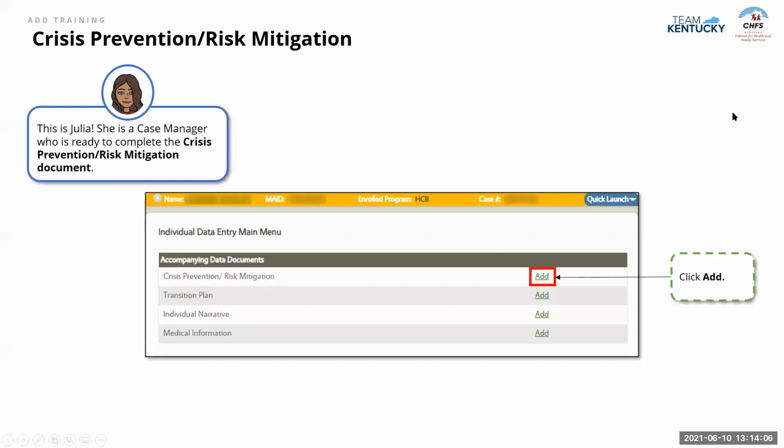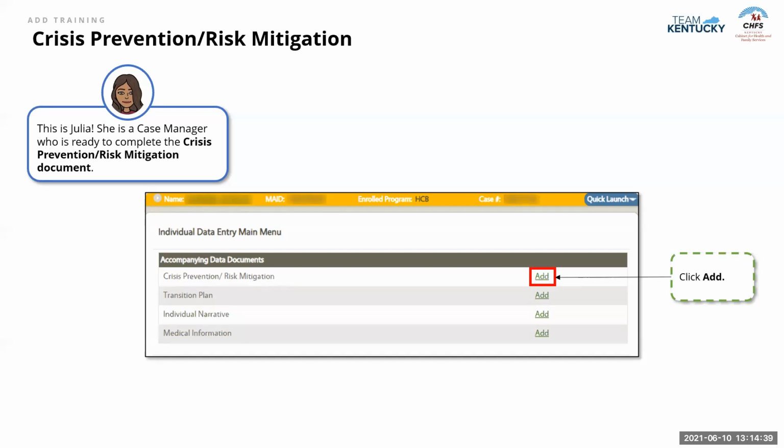As we work our way through the different workflows of these documents, we're going to have some characters that just help you follow along. They all represent different case managers filling out these specific documents. So hopefully it'll just make it a little bit easier for you guys to keep track of what data you must enter and at what time. So with this first document, we're going to have Julia. She's a case manager, and she is just ready to complete this crisis prevention and risk mitigation document. She's on that individual data entry main menu screen, and she's ready to begin.